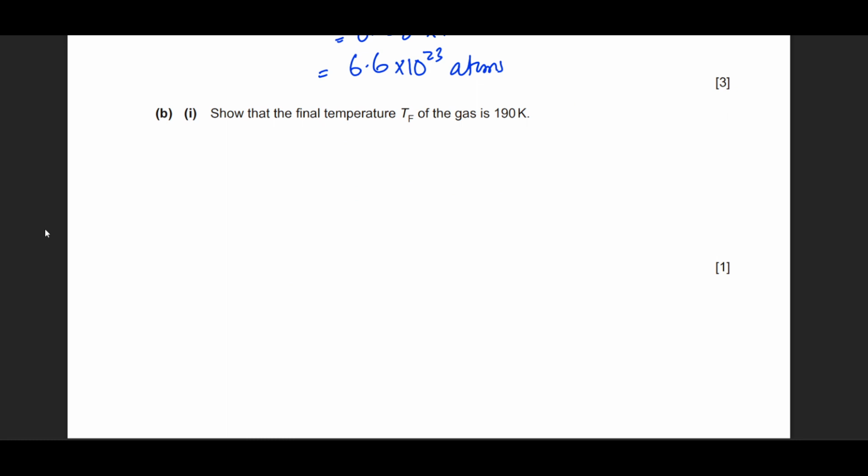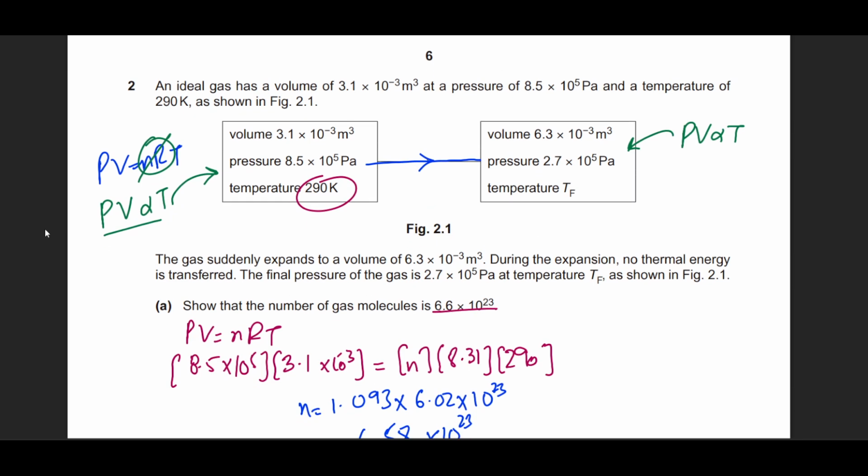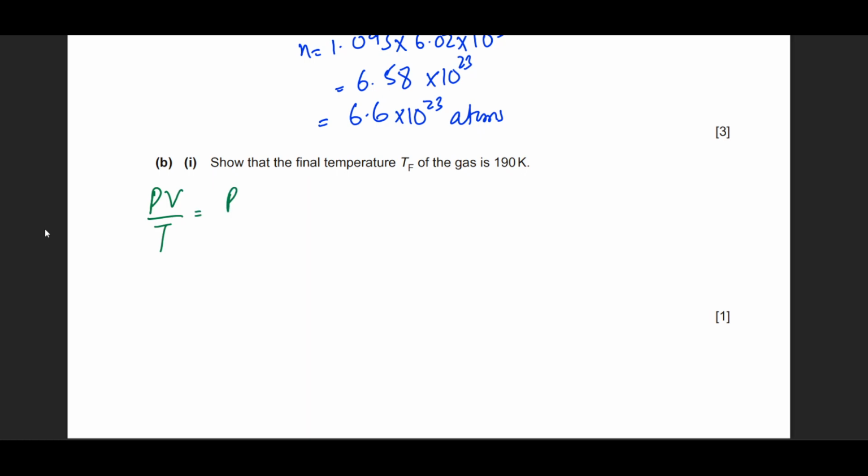I have two ways to do this. So let's apply PV divided by T. How did we do that? By bringing T over there and equating this to nR. This is also nR, bringing T over there. So two situations can be compared. So PV divided by T is equal to PV divided by T.